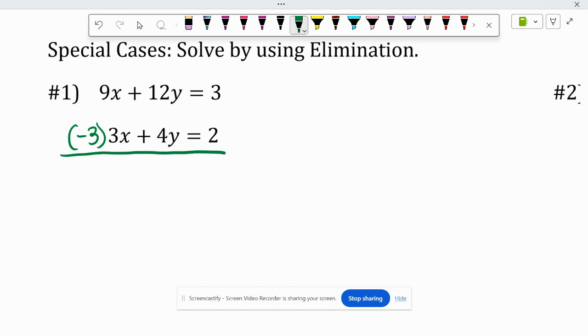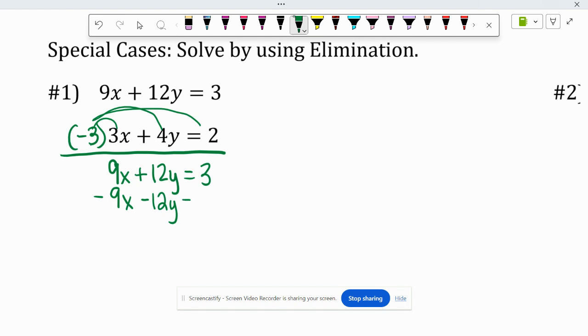Okay. So I'm going to keep the first equation, 9x plus 12y equals 3. I'm not doing anything to that. To the second equation, I'm multiplying everything by -3. -3 times 3x is -9x. -3 times 4 is -12y. And -3 times 2 is -6.